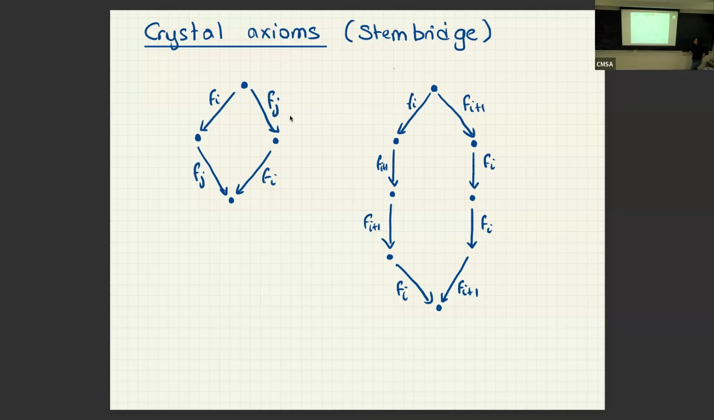So for example, if i and j differ by at least 2, these things just commute, like in a symmetric group, s_i s_j is equal to s_j s_i. There's a whole book about crystals that you can read by Bump and Schilling, and there are some other books too by other people. So there are very nice properties of these crystals. But that's all I'm going to say for now.